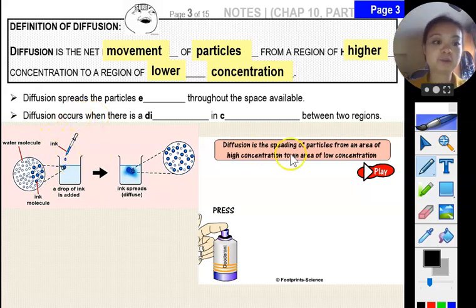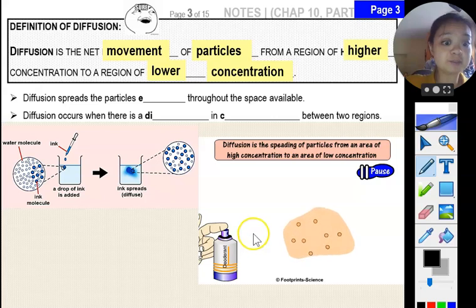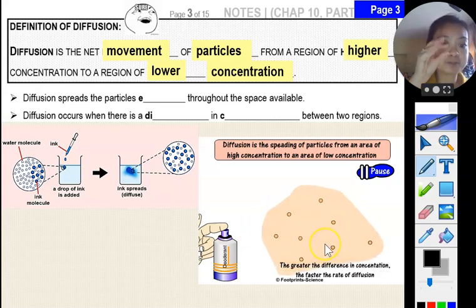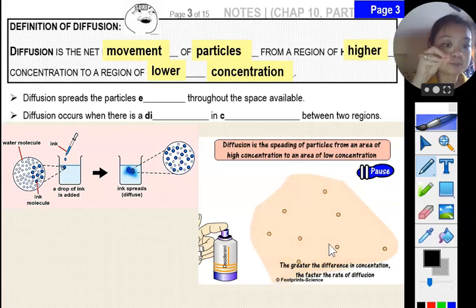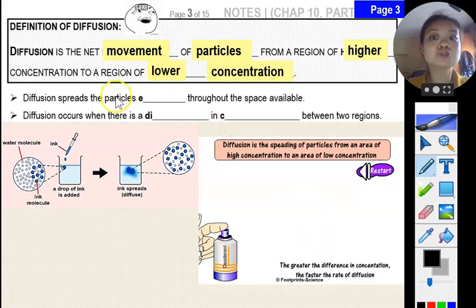I would like you to have a look at this animation. So you can see that when I press your perfume, how come after a while you can smell the perfume? Look at the perfume particles, the scent particles. It seems to be spreading throughout, right? And it's spreading throughout and evenly. Okay, so we say that diffusion spreads the particles evenly throughout the space that it's available. So eventually, after a while, you realize that the scent particles are all around because the spread is very even.